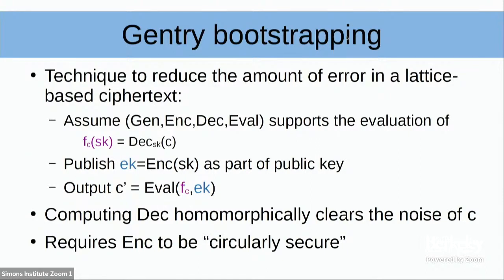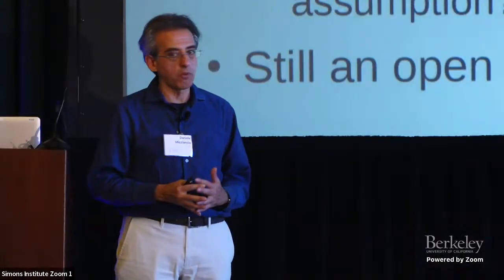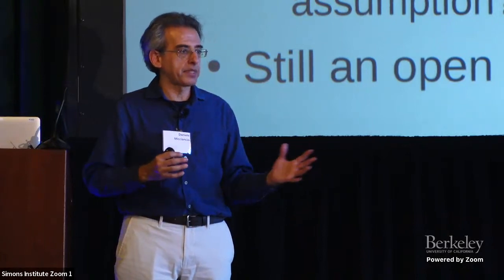The standard notion of security for encryption, the one that we know how to achieve typically, does not have this extra feature. And addressing this circular security issue, which is required to apply Gentry's bootstrapping technique, was a big open problem back in 2012 and is still today a big open problem in the area. So what I want to do today is to look at the fully homomorphic encryption problem in a way that sidesteps circular security.